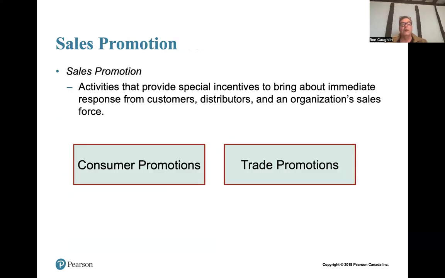So to start us off, a sales promotion, well, what is it? Well, it's activities that really provide a special incentive to bring about an immediate response from the consumer, but also depending, it could also be the distributor or even an organization's sales force. And so you have two main categories that you need to be aware of, which includes consumer promotions and thus trade promotions as the two main categories for sales promotions.